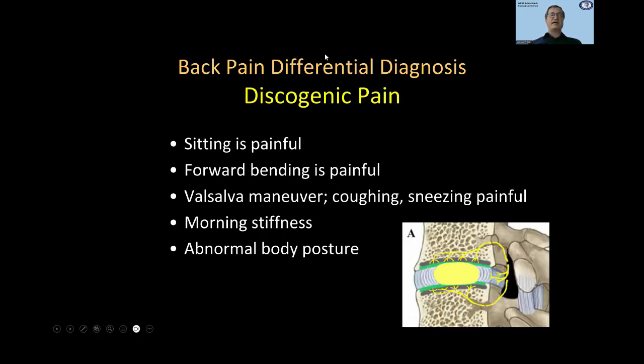What about differential diagnosis of back pain? In discogenic pain, the pain is worse during sitting. Forward bending is painful. Valsalva maneuvers, coughing, sneezing are painful. There is mostly a morning stiffness. The patient tells that when they wake up or get up in the morning, they have more pain, and after a while, it diminishes. And abnormal body posture is quite common.